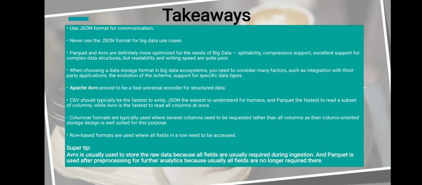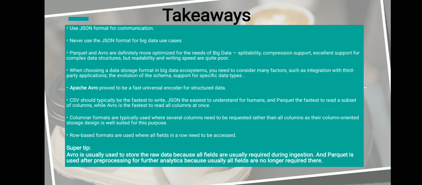Other than that, I don't think JSON is a good format when it comes to big data or data at scale. Parquet and Avro are definitely more optimized for the needs of big data because of their splittability, compression, and their support for complex data structures, but readability and writing speed are not so good.